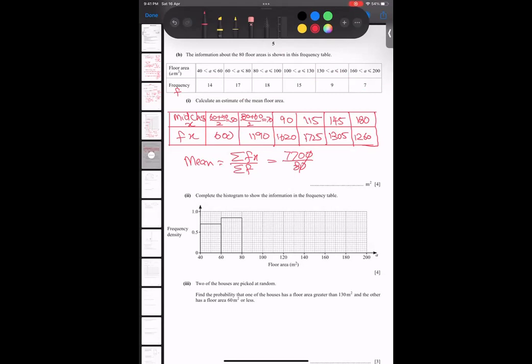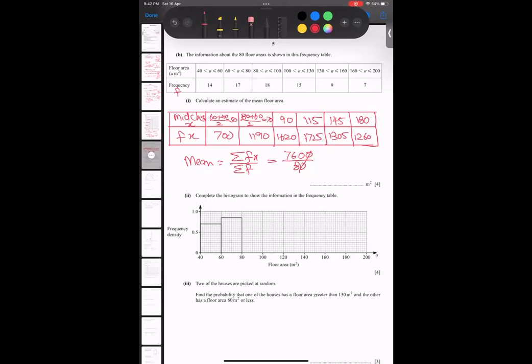50, 70, 90, 115, 145, 180. Okay, I'll check again. 50 times 14. Yeah, the mistake is in the first value. Actually, the mistake is in the first number. It is actually 700. And now I think it is very clear. Because I decreased one number, I have to reduce this number as well. Okay, now 7600 divided by 80.